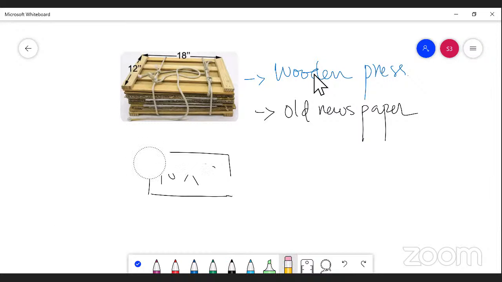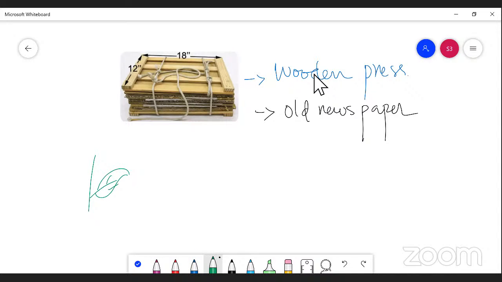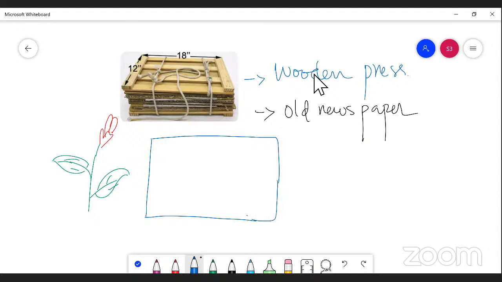Now, when you collect a plant, fresh plant materials are collected along with an inflorescence or flower, right? We have to press these plants by using an old newspaper. What is taken in the second step? Old newspaper is taken, in which the plant materials are transferred.